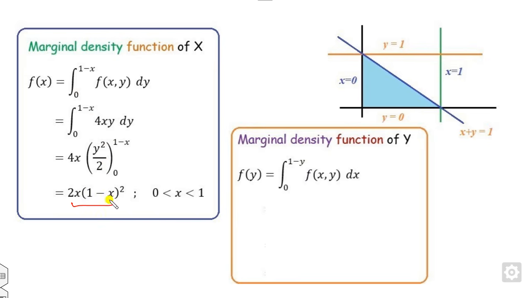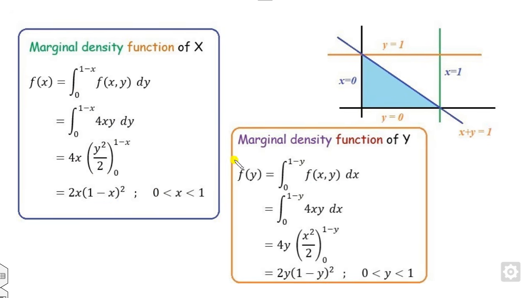Now this is a function of x. What is the minimum value of x? It is 0. The maximum value is 1. So the limit is 0 to 1. Similarly, you can substitute the value of f(x,y) here. What is the minimum and the maximum value of y in this limit? It is 0 to 1.